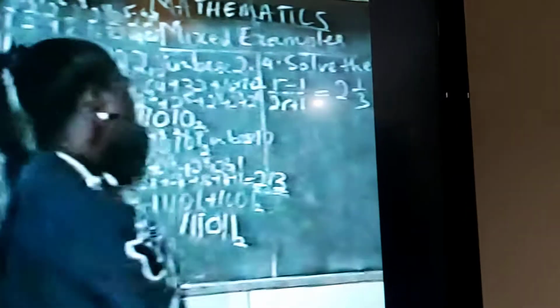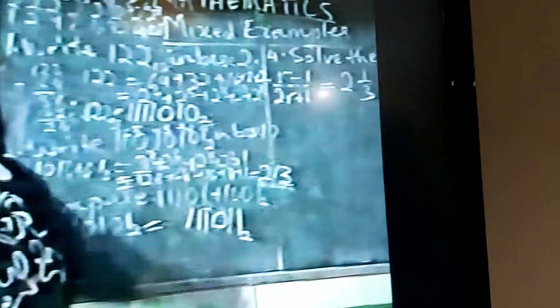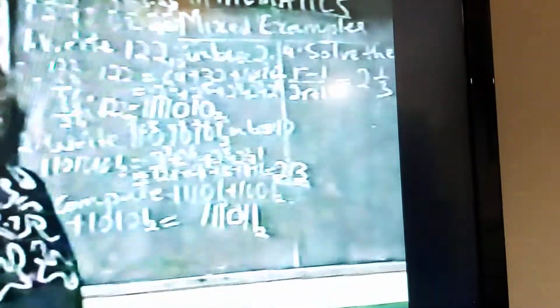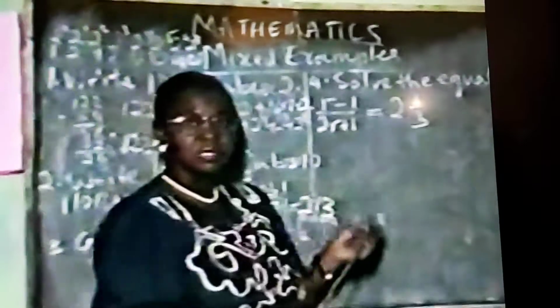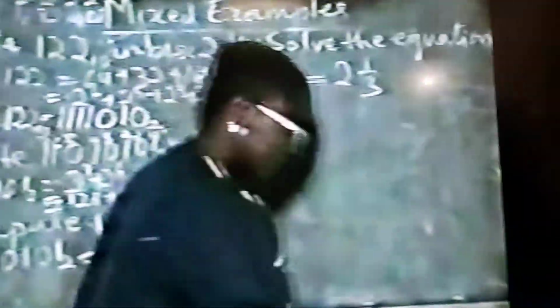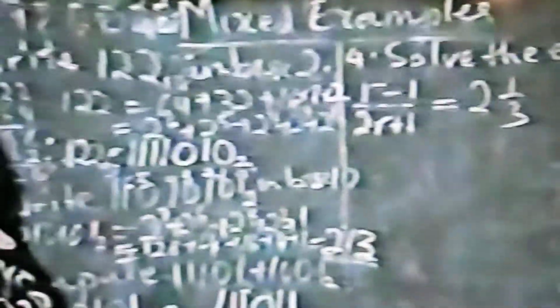Number 4 is we are being asked to solve equations. And if you look at that question, you have a fractional equation. So what is the first step to take when you are solving fractional equation? I hope you still remember. Get rid of the fraction.